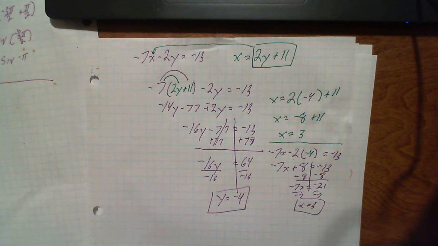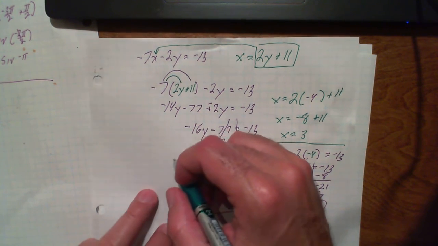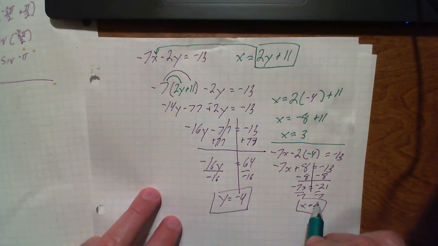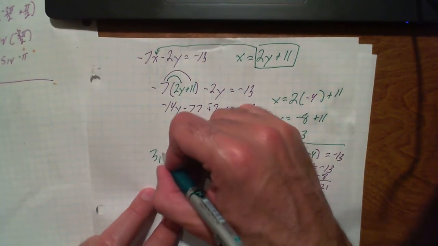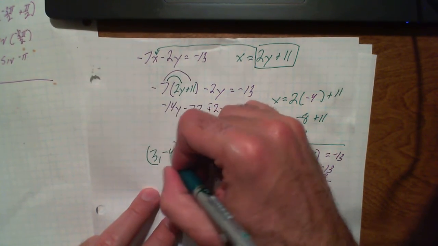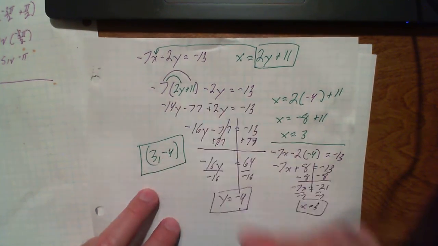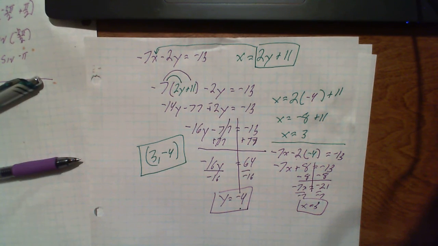So, my answer is what? X is 3. Y is negative 4. And that's all you've got to do. All right, so that's it. Just 3 problems. No problem. Just try those on your own. Make sure you practice, right? And you're good.